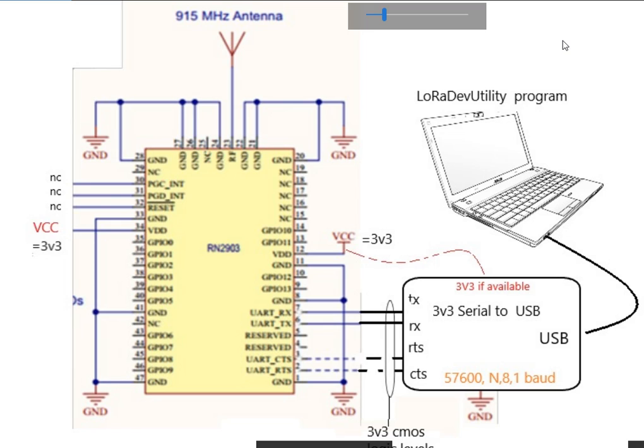The software we will use on the PC is called the LoRa Dev Utility. A little bit about that in a moment, but as you can see the connections, 3v3 is required for the RN2903. Now sometimes the USB to serial converters will have a regulator on board and allow 3v3 to power the RN2903. You do need about 100 to 200 milliamps to power the RN2903 if it is transmitting. Maybe not so much in programming and configuration, but if it is transmitting, it needs around 200 milliamps possibly. And as I repeat, 3 volt CMOS logic levels for the TX and RX UART signals.